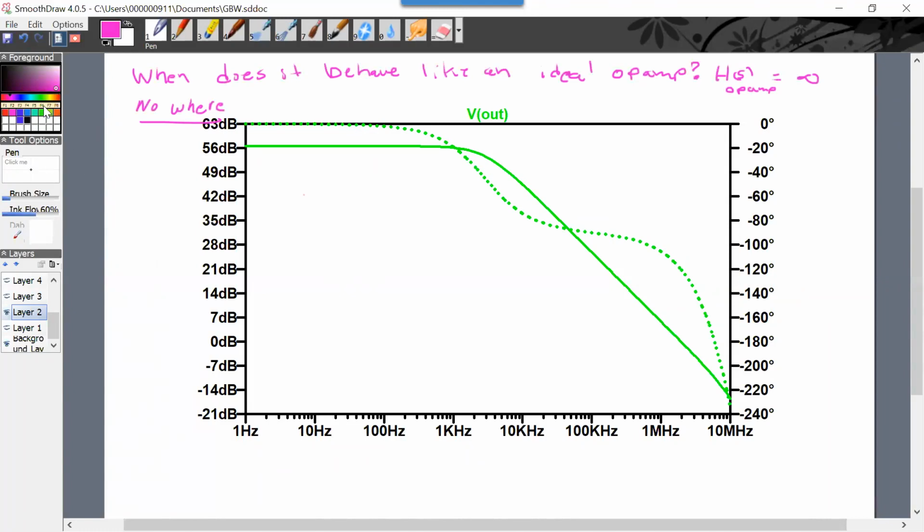Then the next one is, I'm going to use the equations like H(s) equals open loop gain. That's a constant and it has no frequency response. So where is it doing that? Well, actually, right here. There's pretty much no frequency response in that range.